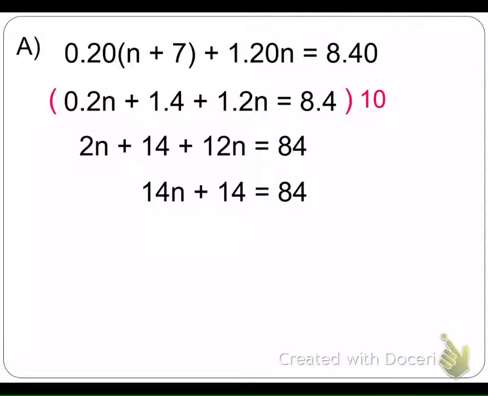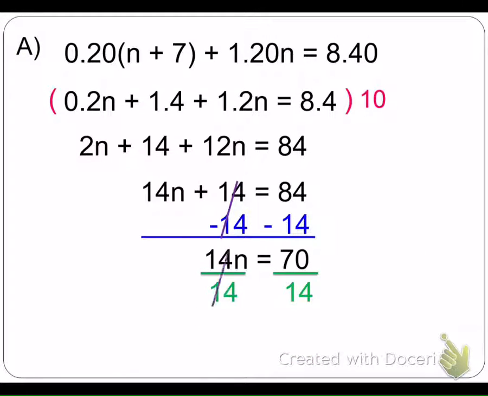All right, what do I do next? Subtract 14 from both sides. And then you divide both sides by 14. And n equals 5, but n represented what? Notebooks. So 5 notebooks. What are your questions? Questions? Anyone need more time?